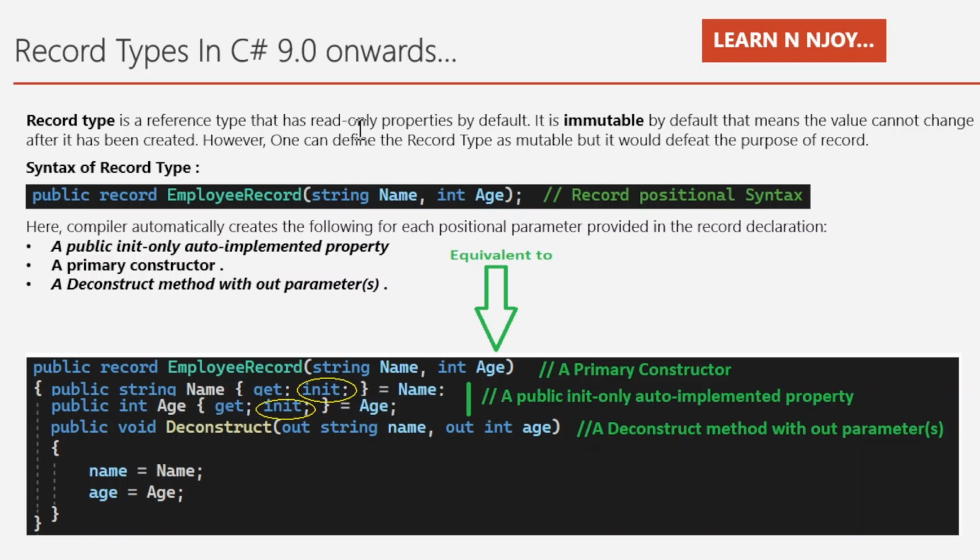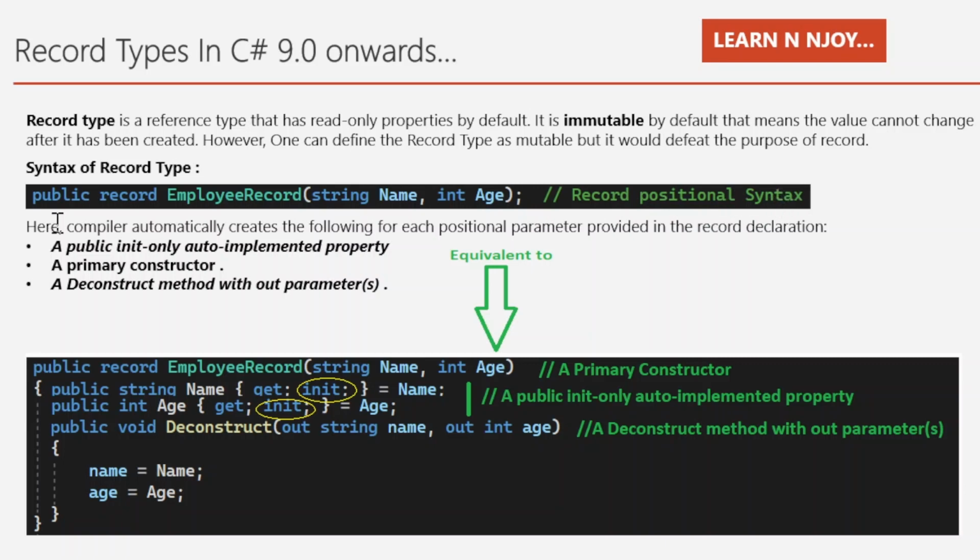Okay, now let's see the syntax of how to declare a record in C#. First, we need to write public, then the record keyword, then the record name, opening and closing parentheses, and in between we need to mention one or more parameters. That's why here I wrote public record ImplRecord, string name and int age. Here name and age are nothing but the parameters that ImplRecord is going to accept. So this type of syntax is called record positional syntax.